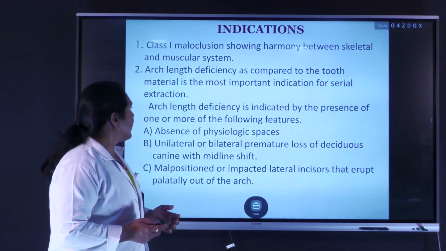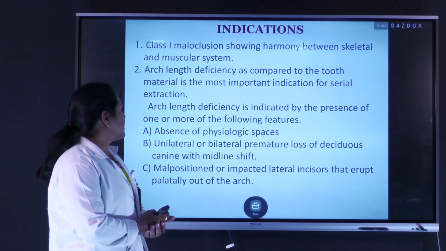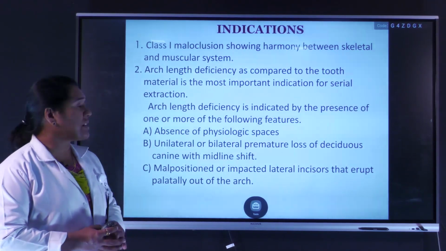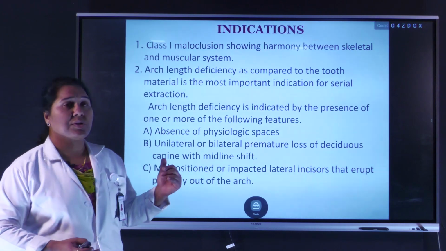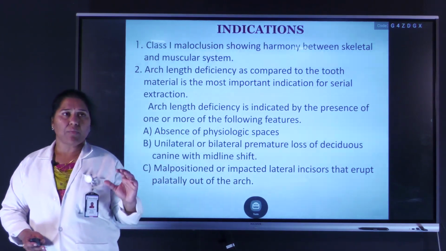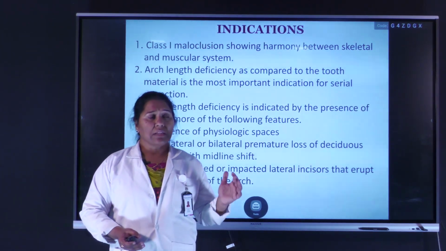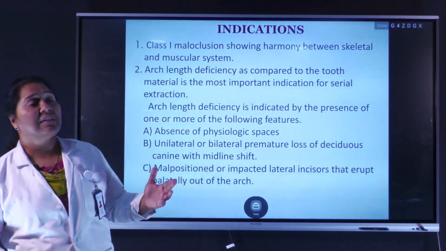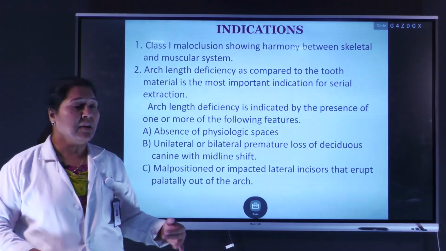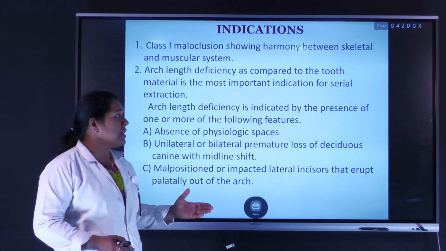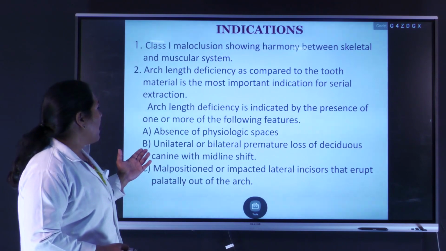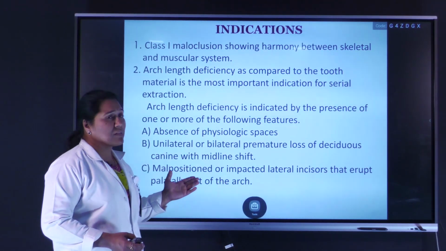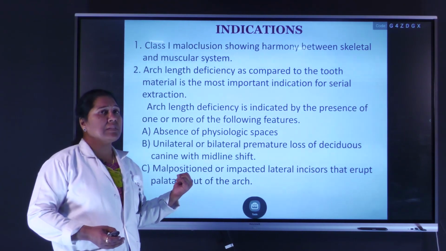Coming to indications and contraindications. In which conditions will you use serial extraction? In class 1 malocclusion. You all know what class 1 malocclusion is. In those class 1 molar relation conditions where there is crowding, or where there is a chance of crowding occurring, we can use serial extractions. Arch length deficiency, as I told you, compared to the tooth material, is also a condition where you can give serial extractions.